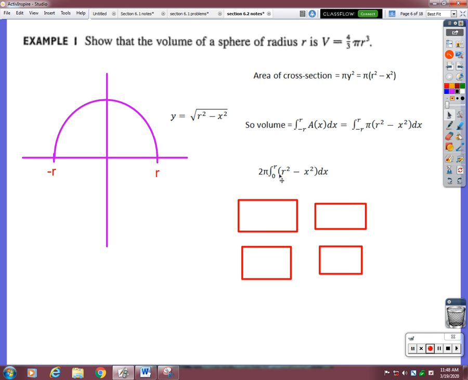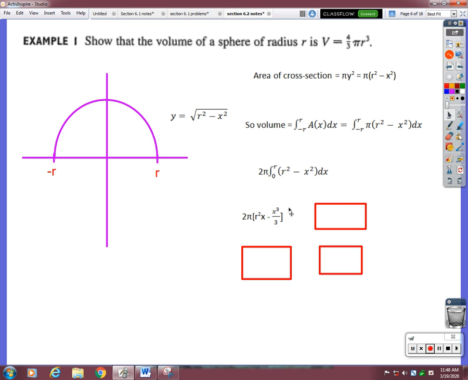So now all we're trying to do is figure out the antiderivative of r squared minus x squared. Keep in mind that the real reason that we have this dx here is to tell us what our independent variable is. In this case, our independent variable is x. So the r squared is just a constant. So the antiderivative of r squared is just r squared times x. The antiderivative of r squared is not r cubed over 3, or 1/3 r cubed. That is the antiderivative of x squared, because that is our independent variable.